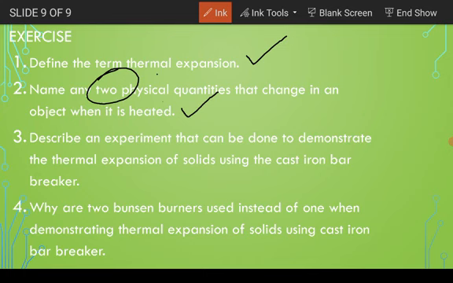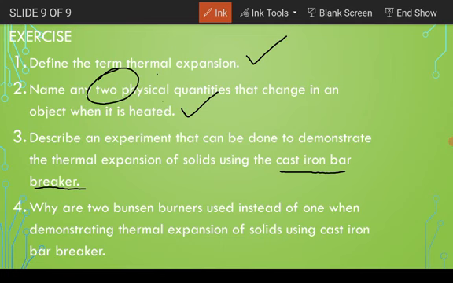All right, describe an experiment that can be done to demonstrate the thermal expansion of solids using the cast iron bar breaker. So in this lesson, we've looked at such a description. Can you also present it so that I look at it? All right, you'll be required in an exam to answer a question like this. So make sure you are able to present logically in order to maximize your marks, to gain all the 10 marks that are assigned to such questions.